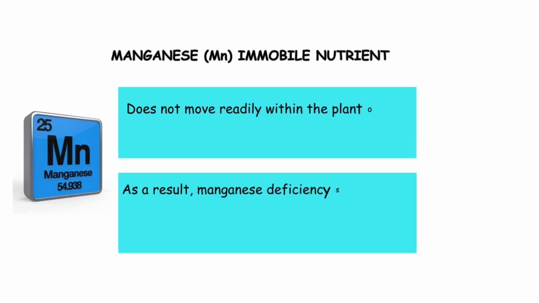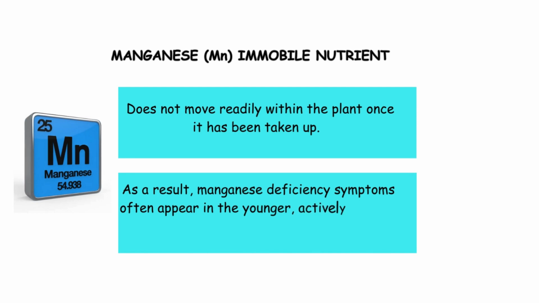Manganese is typically considered an immobile nutrient in plants. Once it is absorbed, it tends to remain in the tissues where it was initially taken up, and it's not easily translocated to other parts of the plant.